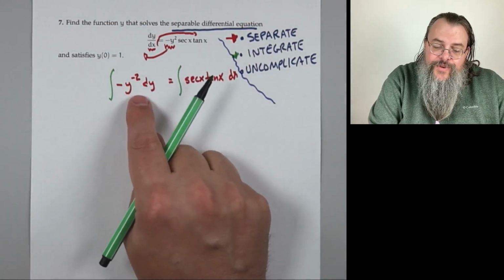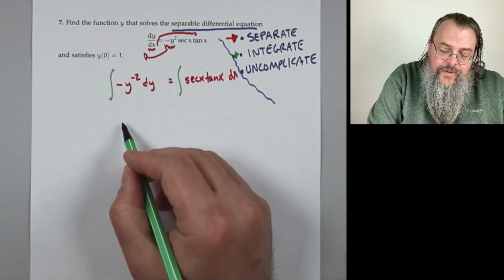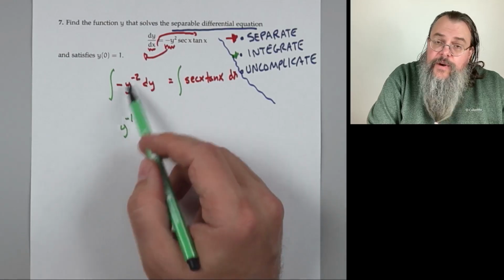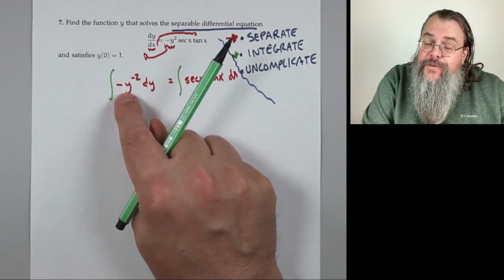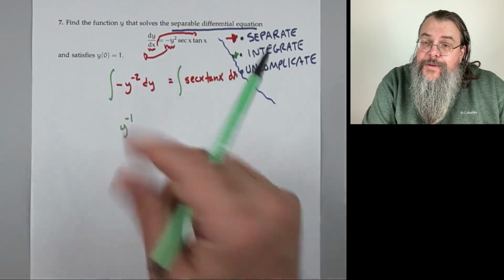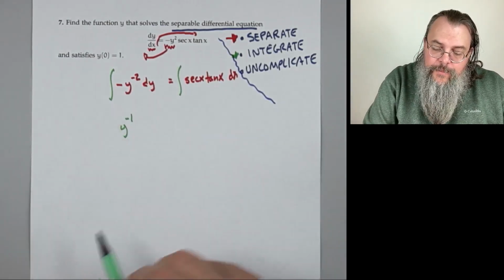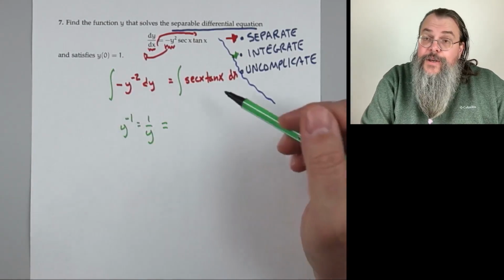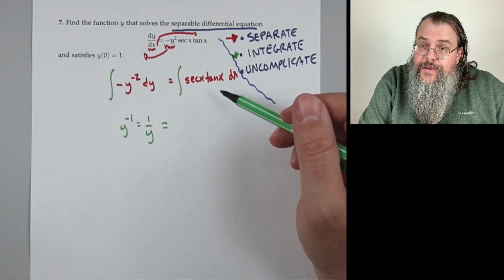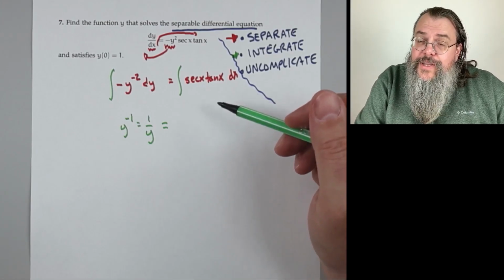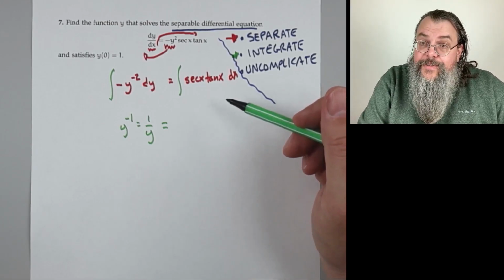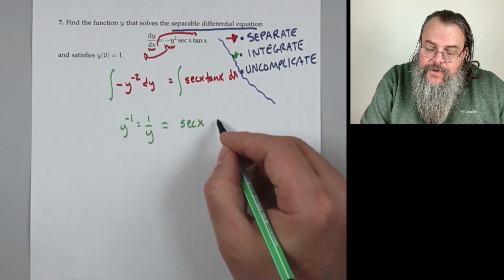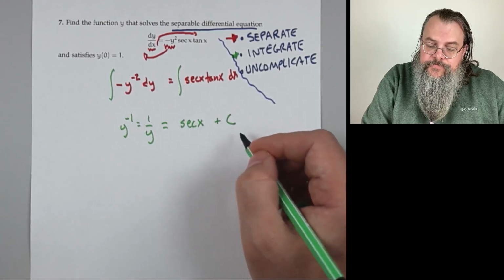Minus y to the minus 2. Well, we're set up, right? So this becomes y, you add 1, so it becomes minus 1, and then you divide by minus 1. There's already a minus in front. Minus over minus makes 1. So y to the minus 1, which, by the way, is another way to say 1 over y, is equal to the integral of secant x tangent x. Well, what's the antiderivative of secant tangent? It's secant. So that's nice. Cool. And of course, plus c.